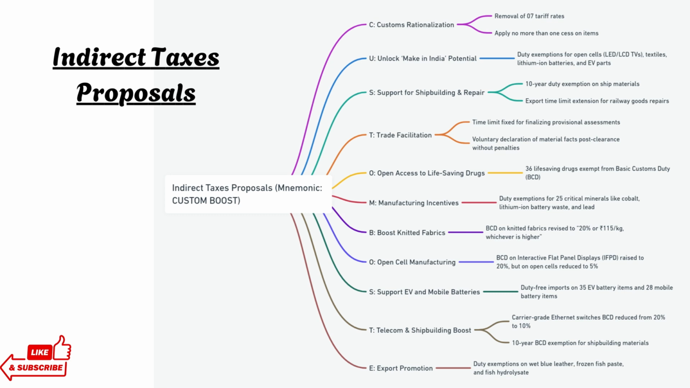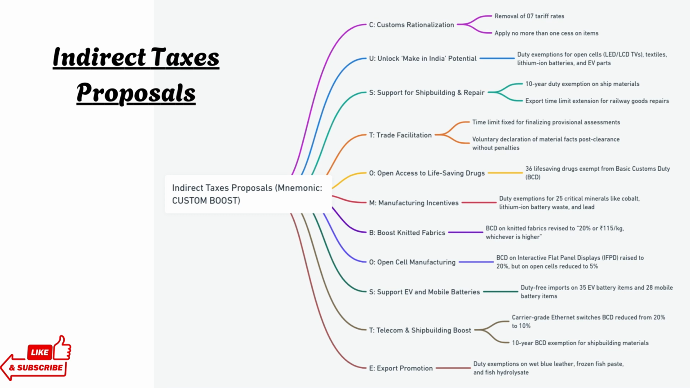Customs duty exemptions on open cell LCD TV parts, EV batteries, and mobile components. Duty-free inputs for handicrafts and leather exporters, promoting value-added exports. This will boost domestic production and reduce dependency on imports. S. Shipbuilding boost. 10-year tax exemptions for shipbuilding materials and goods needed for ship maintenance. Shipbuilding will finally get the long-term support it needs to compete globally.